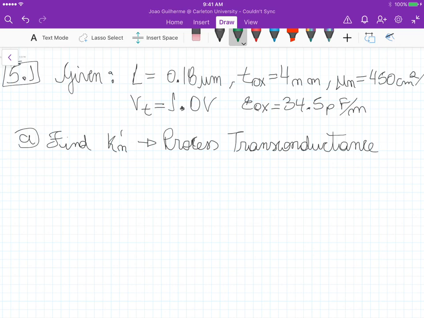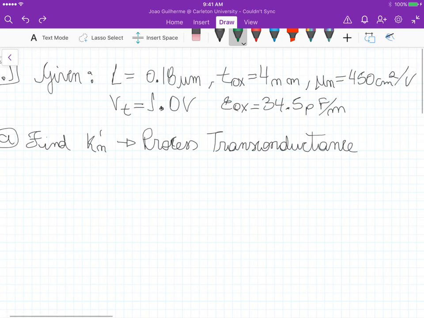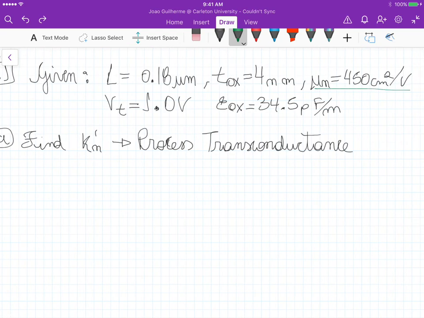In this exercise, we have a fabrication process with a minimum length of 0.18 micrometers, an oxide thickness of 4 nanometers, and a mobility of the electrons at the surface of the channel that is 450 square centimeter per volt second. So those two here I've covered.